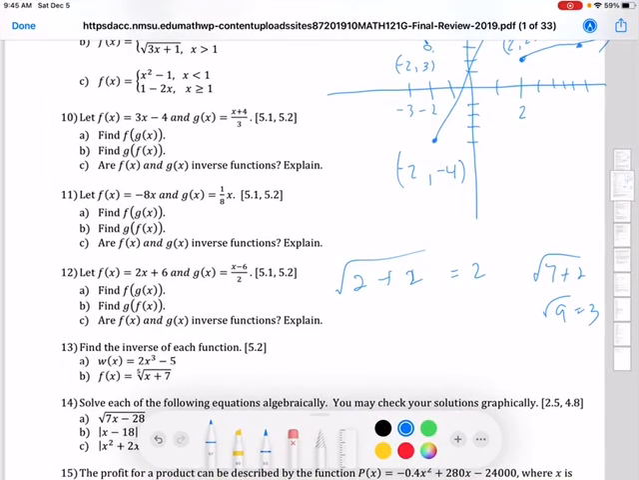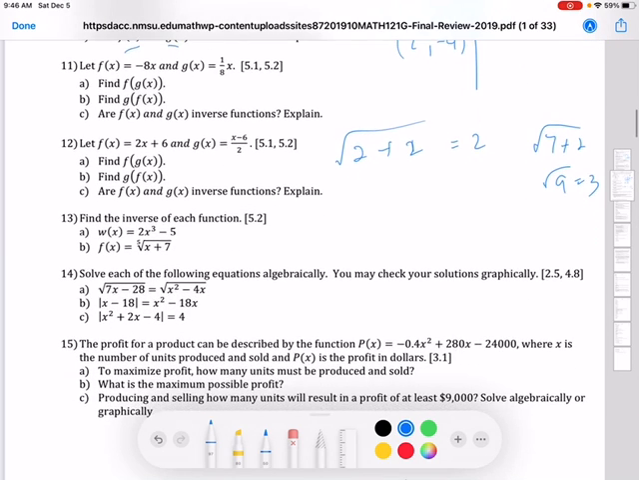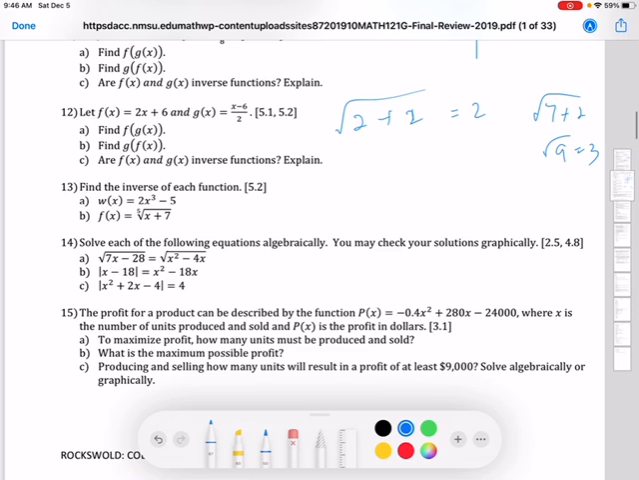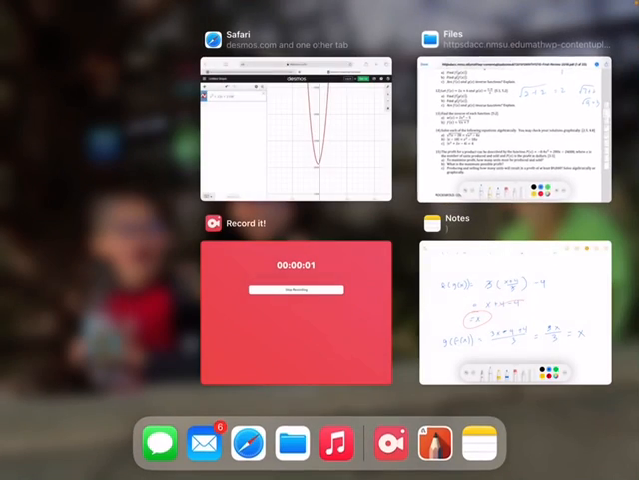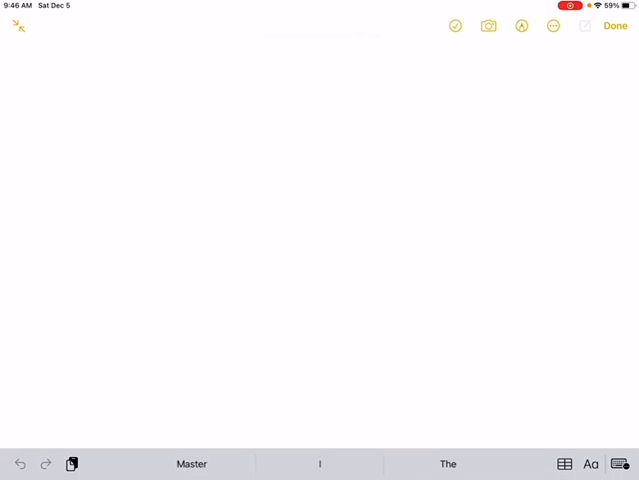Question C asks you, are f and g inverses? Yes, they are. They are inverses because their compositions, f of g of x and g of f of x, are equal to x. That's how you will know they are inverses. They must be equal to x. All right, let me do 13 for you. I can choose A or B, doesn't matter.